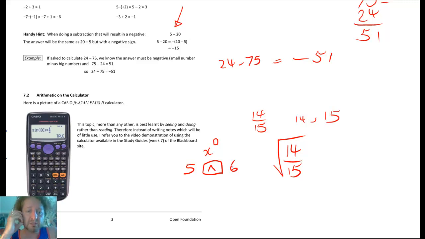But if you've got any issues with it, just get in touch with me, because I think I've seen all types of calculators exist, and we'll sort it out. We'll go into more about the calculator when we specifically do things, but just get to know your calculator.